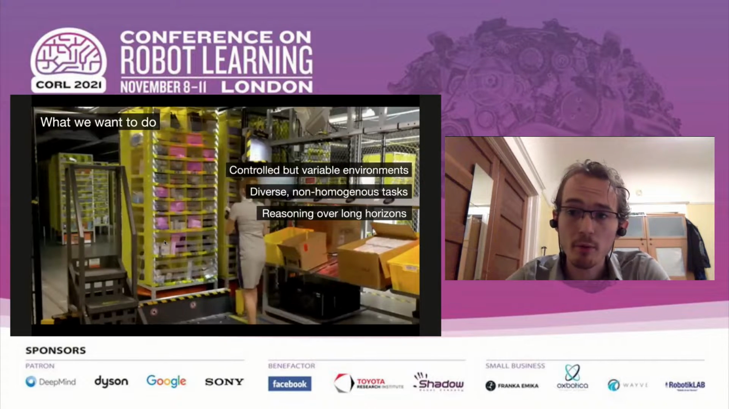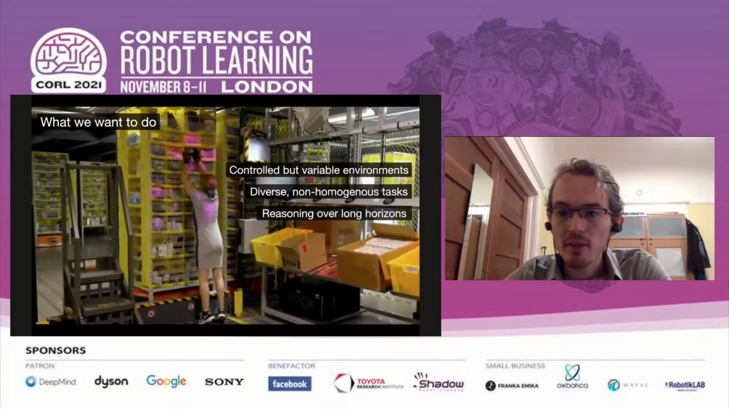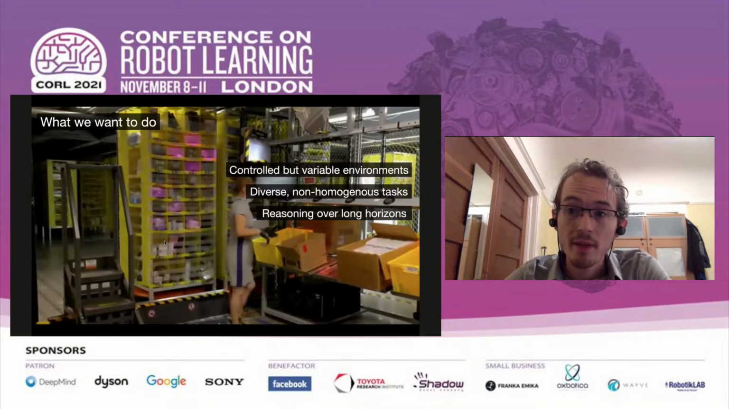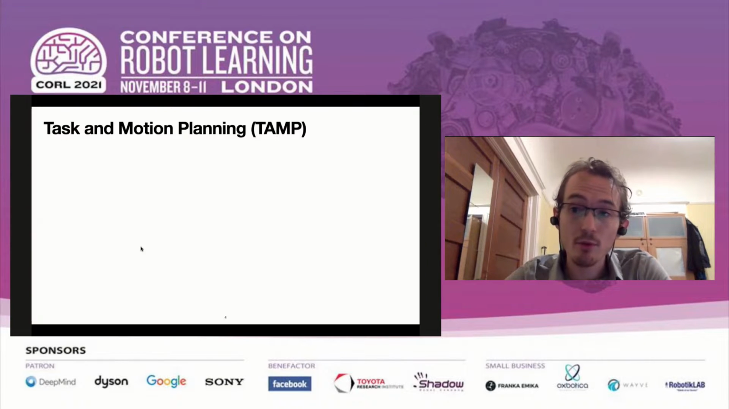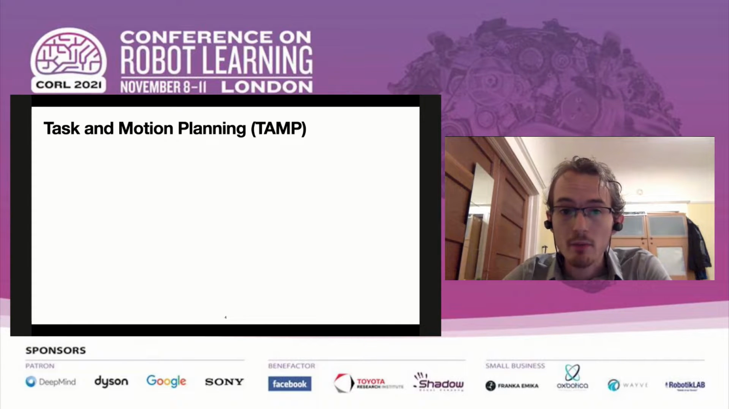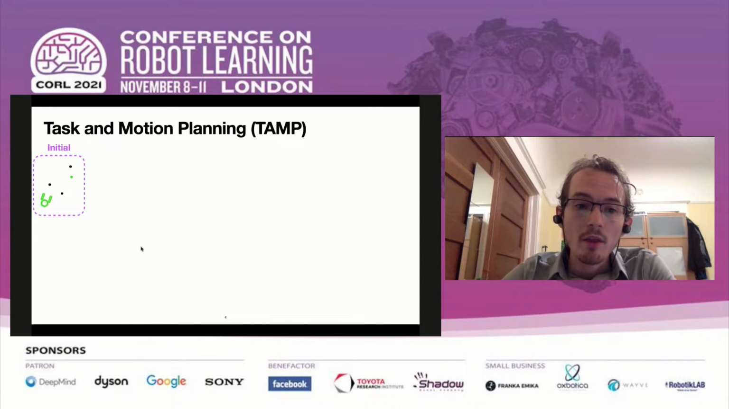How might we go about approaching this? Let's look at some of the existing approaches we could try. And as you may have guessed, the first one I'll talk about is task and motion planning. So here I'm going to use a simplified problem to highlight the concepts, and later I'll build back to more meaningful domains. This is our initial state.